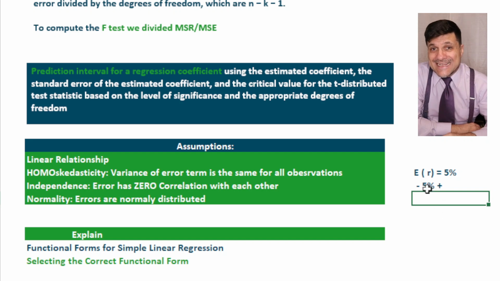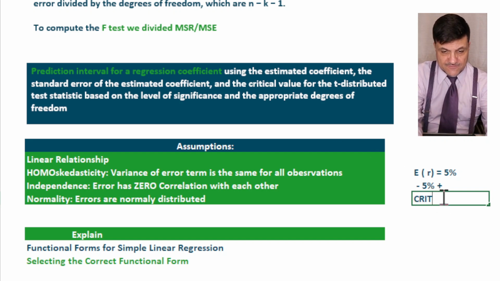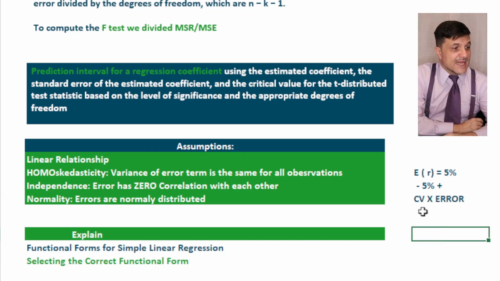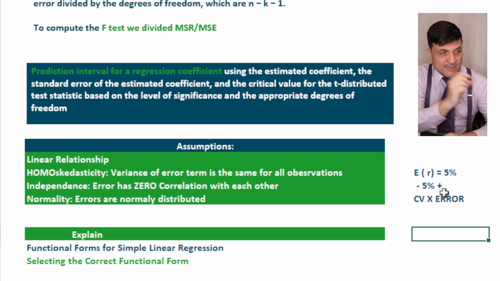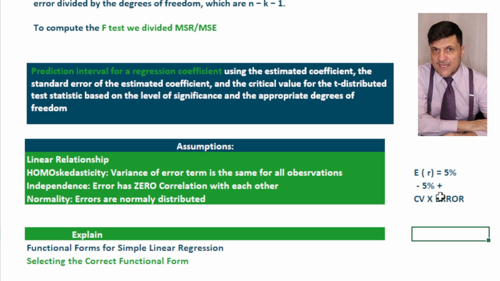What is that number? That number is the critical value times the standard error. I'm going to put CV here. CV times the error. Critical value times the error. Critical value 2.5, the error 0.3. Multiply, and that's the number that you're going to add to the mean and subtract from the mean to get the interval.